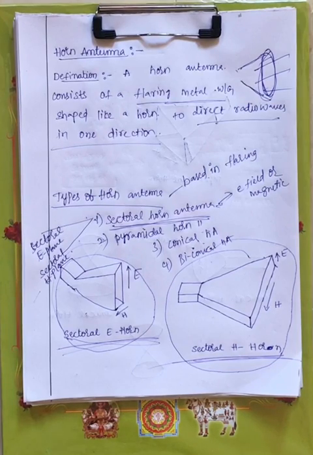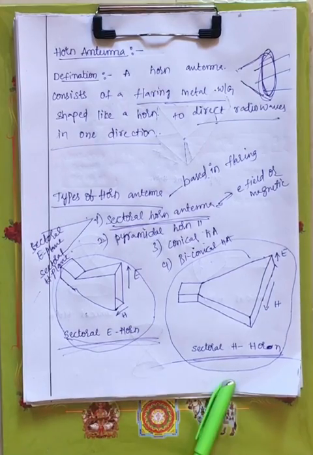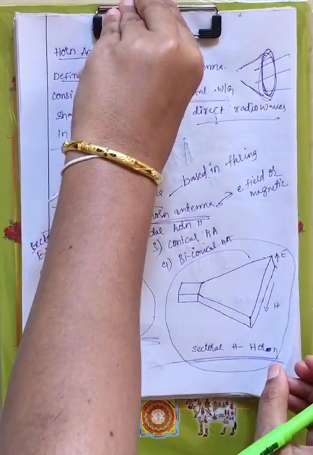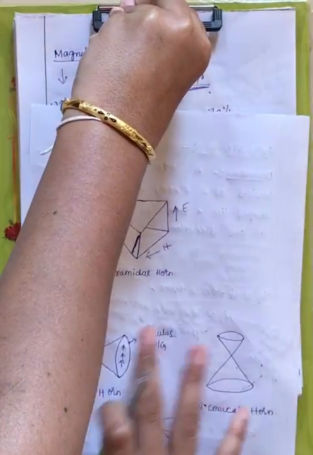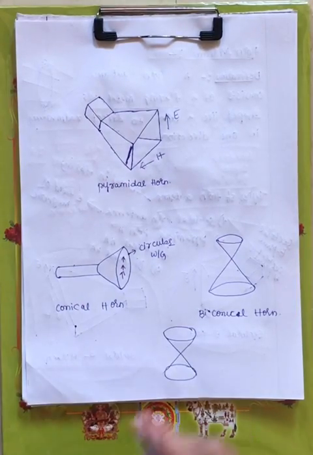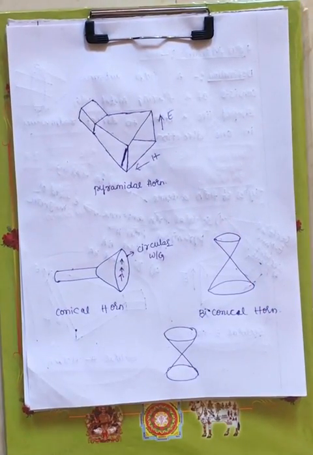This is about the sectoral horn antenna. Only one direction flaring is done, either electric field direction or magnetic field direction. If it is in the direction of electric field, it is E horn. If it is in the direction of magnetic field, that is H horn. Now coming to the second type of horn antenna. What is the second type? Pyramidal horn antenna. This is the structure of your pyramidal horn antenna.